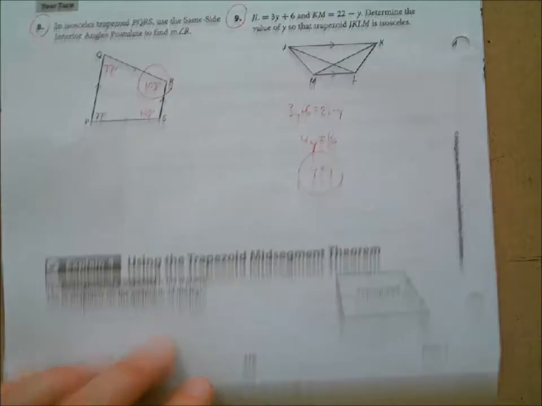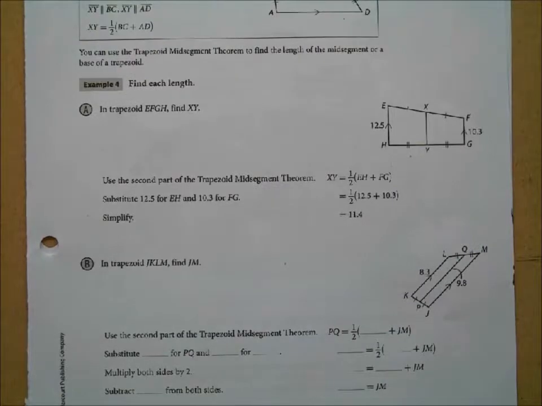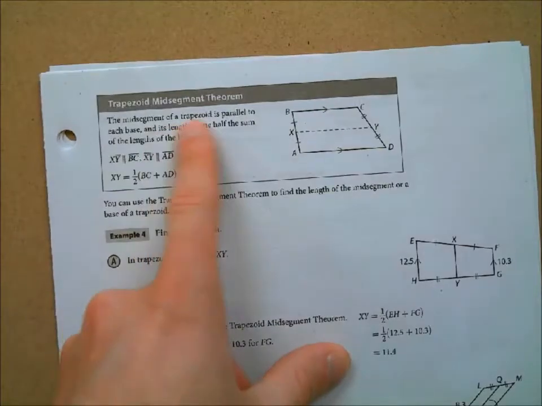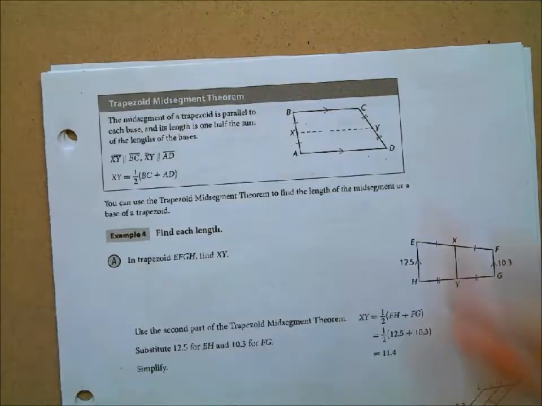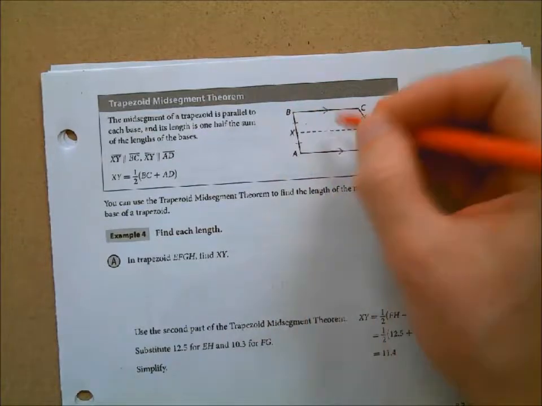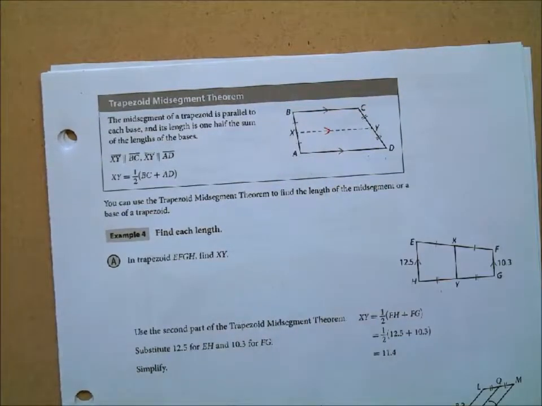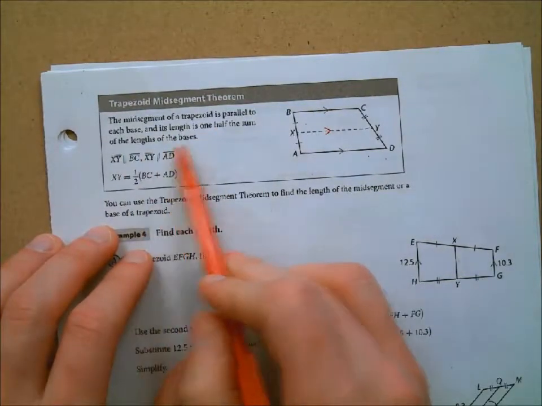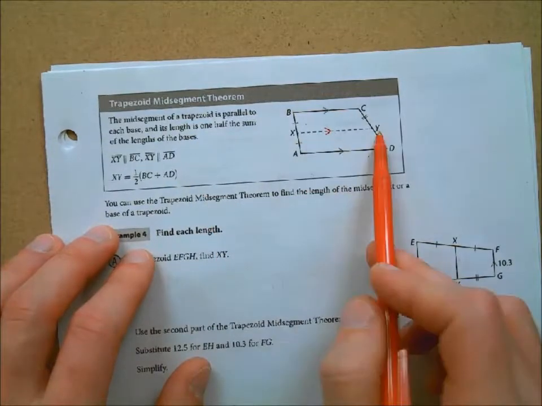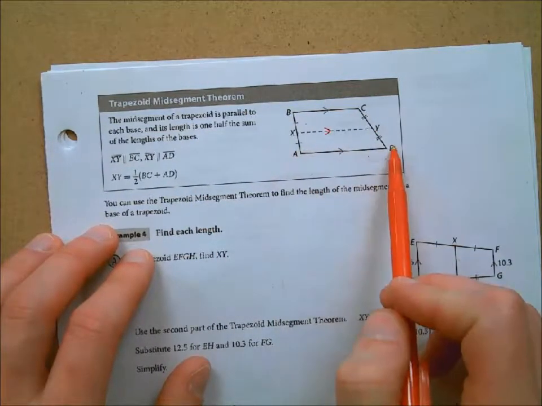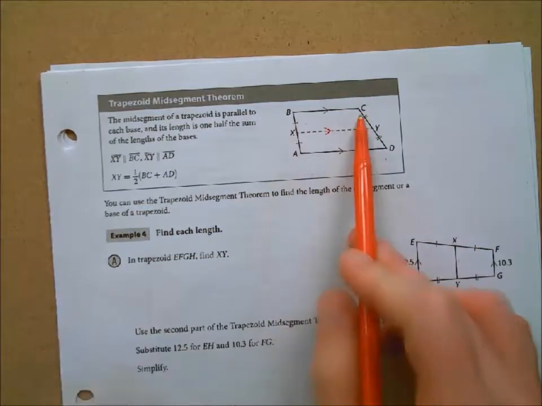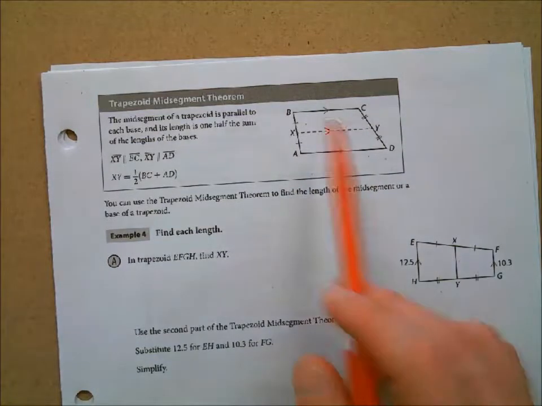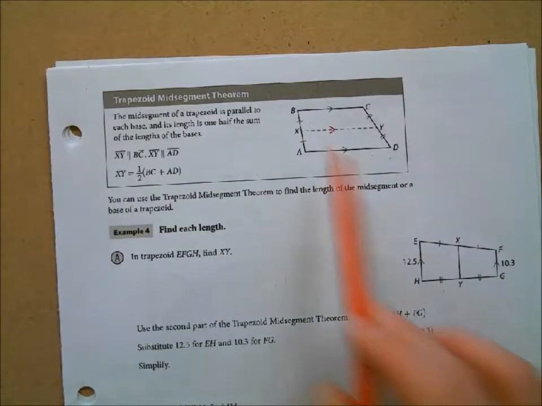And there's a relationship that shows up with that too. In the theorem here, the mid-segment of a trapezoid is parallel to each base. You can see that's going to be parallel there. And its length is 1/2 the sum of the lengths of the bases. So in other words, XY is half of BC plus AD. Or you can think of the average: BC plus AD divided by 2 gives you the mid-segment length. Add up BC and AD, divide by 2, find the average of those lengths, you get XY as your length there.